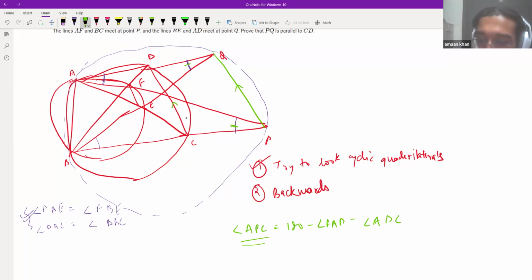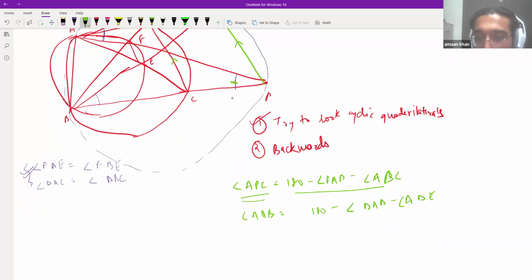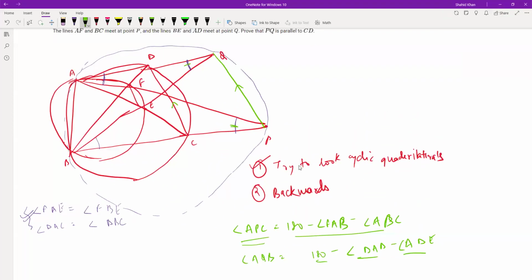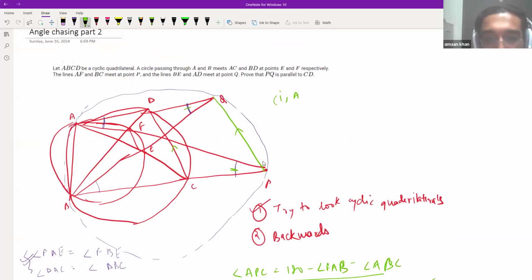Yes, this is correct. And how can you write AQB in a similar way? You can write this as 180 minus DAB minus ADE. So can you show that these two are equal? Yeah, from the two cyclic quadrilaterals we have, these two angles and these two angles are equal. So yes, this is true. Now we have one thing, that ABPQ is cyclic. Now, how do you proceed?